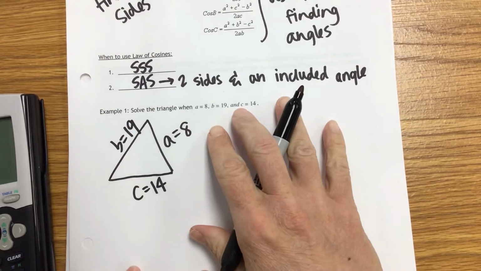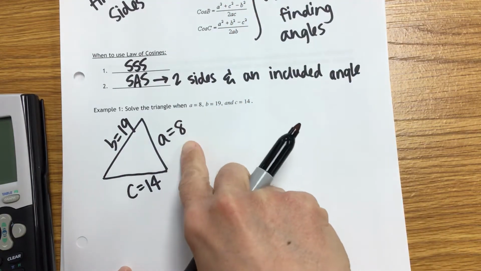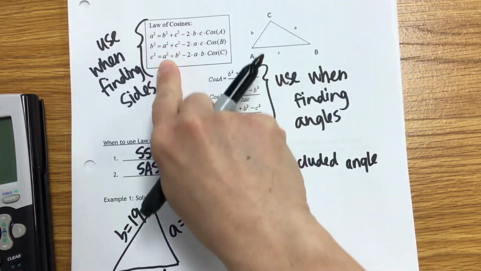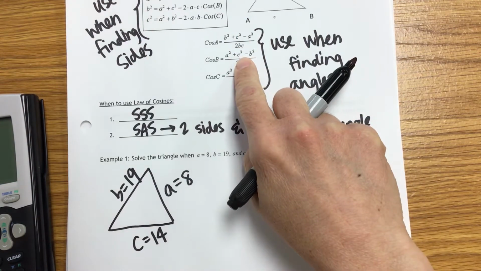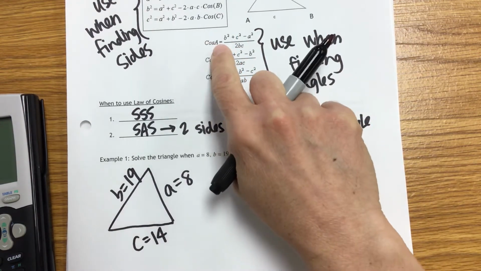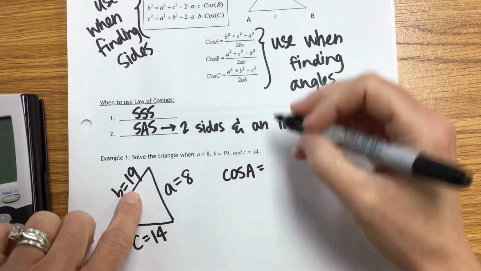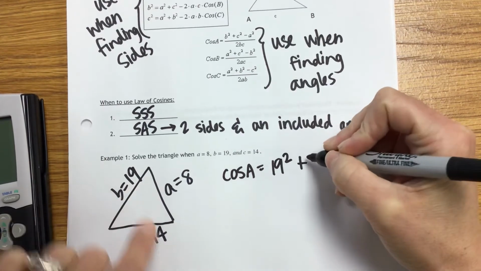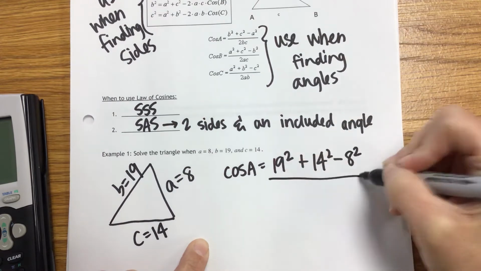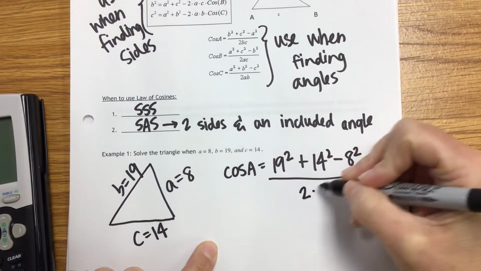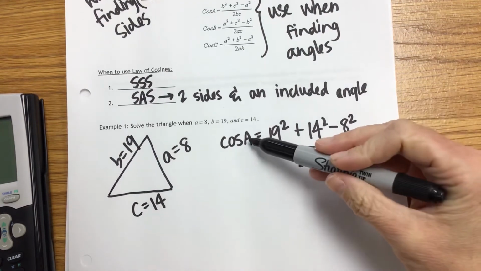So because it is a side, side, side, SSS, it's law of cosines, I'm going to find the angles, and I said to use this when you're finding sides and use this when you're finding angles, so I'm going to use this, and I'm just going to go for angle A first. You could go for any of them. I'm going to go for A. So it's B squared, 19 squared, plus C squared, 14 squared, minus A squared, which is 8 squared, all over 2 times 19 times 14. So this is going to help us find angle A.